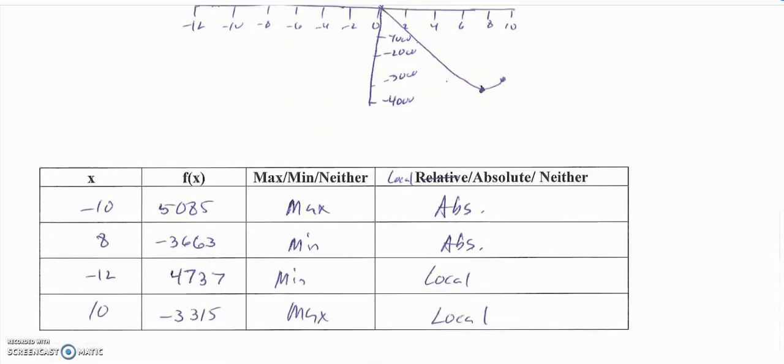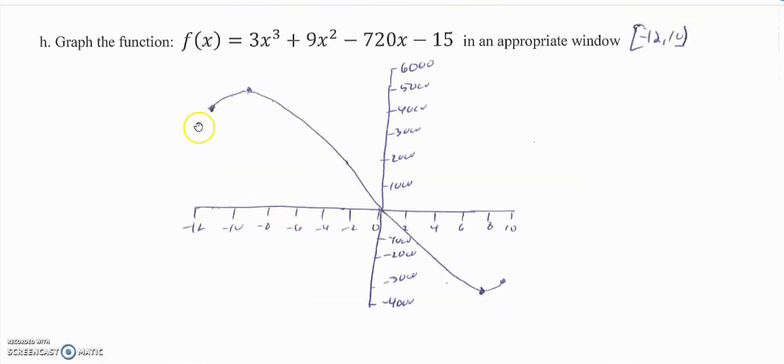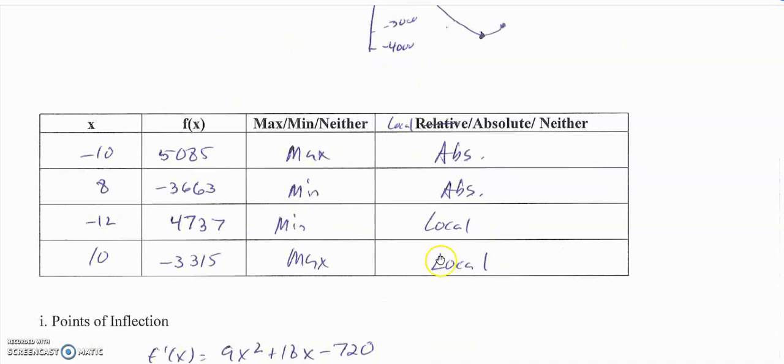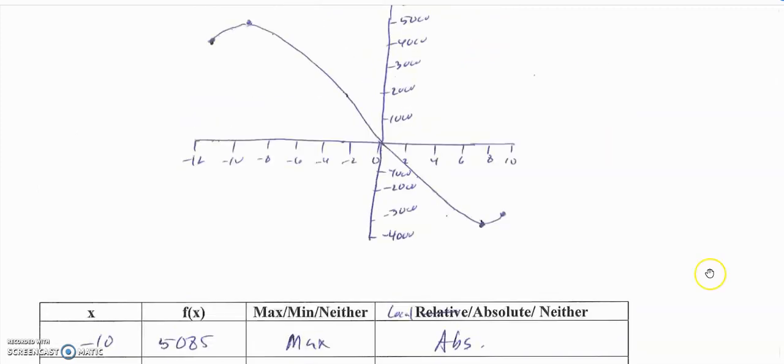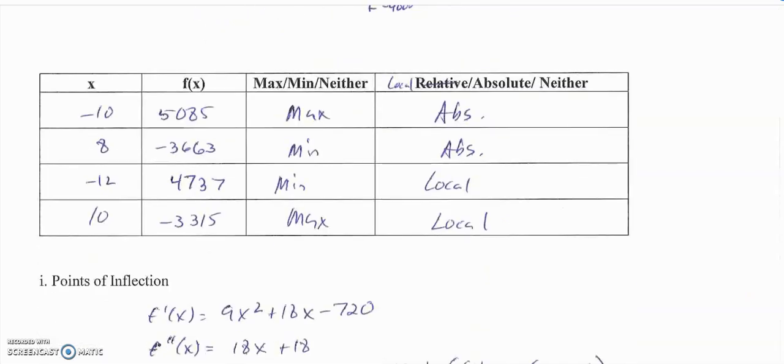The next point, negative 12, 4,737. That would be a minimum, but it's not the lowest point in the entire graph, so that would be a local minimum. And then 10, negative 3,315, which would be here, would be a maximum, but it's not the highest point of the entire graph, so that would be a local max.